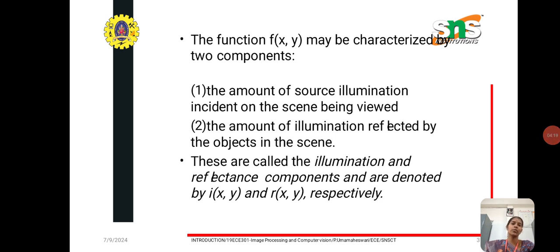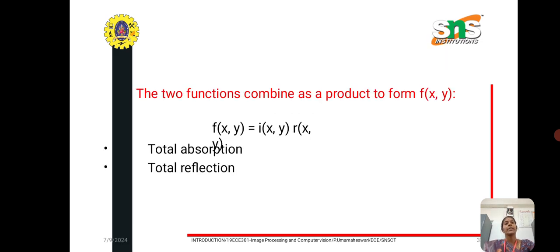So the two components are the illumination, denoted as i of x comma y, and the reflectance, denoted as r of x comma y. The two functions combine as a product to form f of x comma y. That is, f of x comma y is equal to i of x comma y times r of x comma y. This is called total absorption and total reflection.